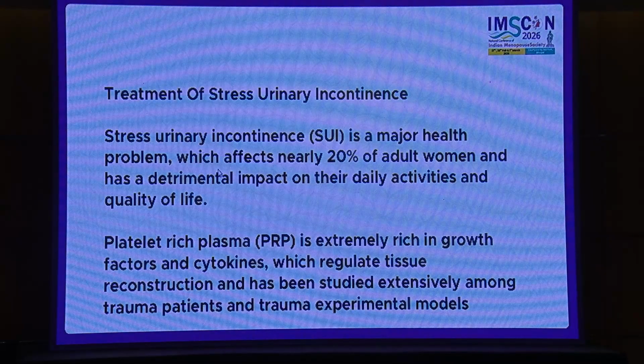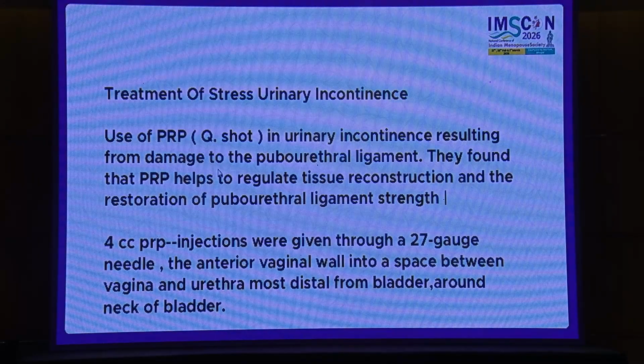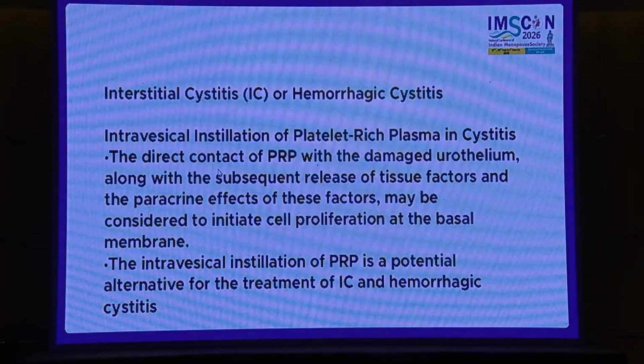In stress urinary incontinence, it is very much used. It is a very common problem. PRP is rich in growth factors and cytokines, which regulate tissue reconstruction and has been studied extensively among trauma patients. PRP can be given as a Q shot, the O shot, and also as the G shot. 4 cc of PRP is injected through a 27 gauge needle into the anterior vaginal wall, into the space between the vagina and the urethra, the most distal part from the bladder and around the bladder neck.